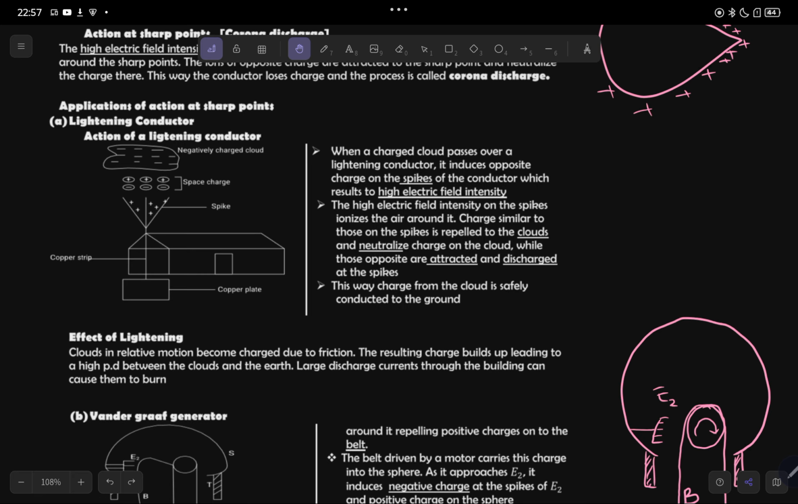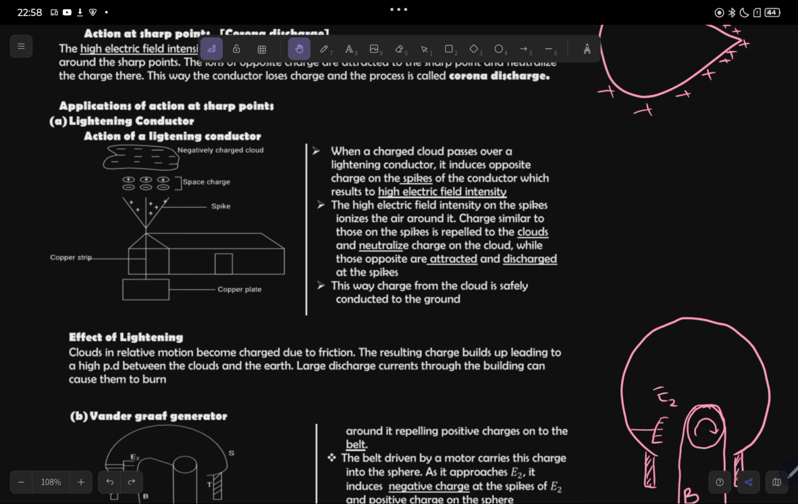Now, when a negatively charged cloud approaches a building and it finds these spikes there, what happens is that it will induce a high positive charge at the spikes and will repel the negative charges to the ground through the copper strip. Now, the very high intensity of positive charge at the spikes will ionize the air around the spikes. In other words, the molecules in the air which were neutral previously will be broken down into negative and positive ion pairs.